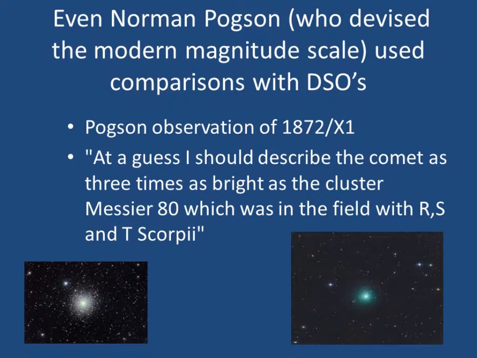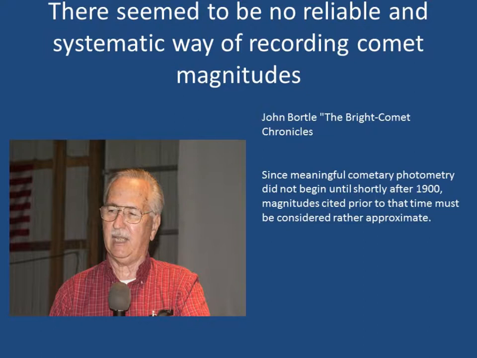And if you look at what John Bortle said in his Bright Comet Chronicles, there seemed to be no reliable systematic way of recording comet magnitudes. And he says, since meaningful comet photometry didn't begin until shortly after 1900, magnitudes cited prior to that time must be considered rather approximate. And I think that's a kind way of saying they were more or less useless. And I'm pretty sure that John doesn't really use any magnitude estimates in his analysis that were prior to 1900. Is that right, John? Not so far, but provided observers are consistent amongst themselves, it doesn't matter if they're approximate. Okay. When you average them out over time. Right.